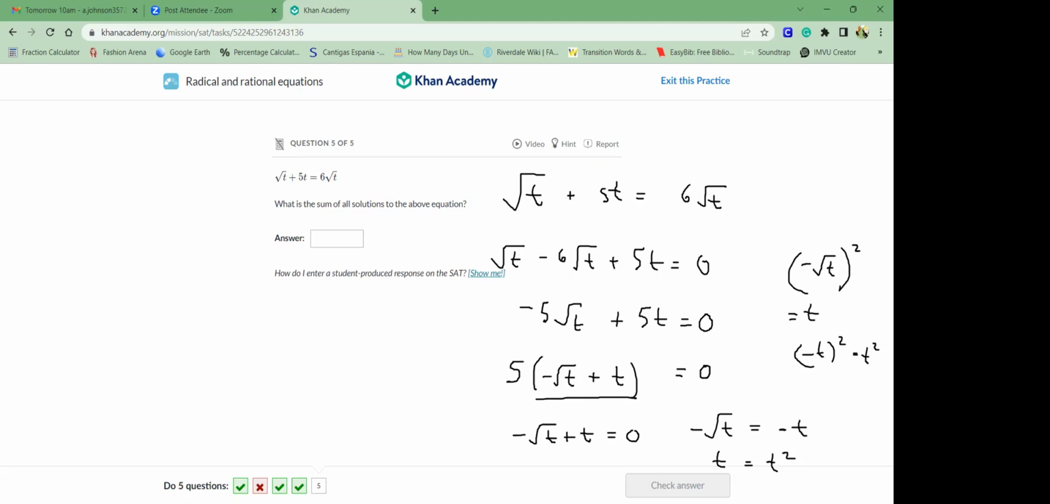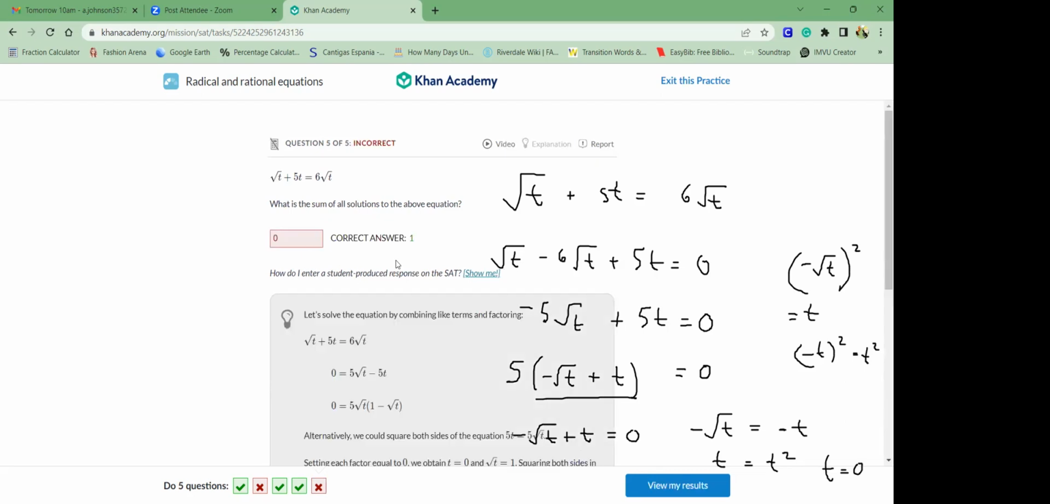What is the sum of all solutions to the above? So this has got to be 0. So t's got to be equal to 0, right? So press, type in 0 there. Oh no. Okay, what did they do?